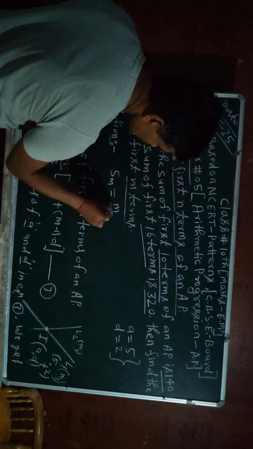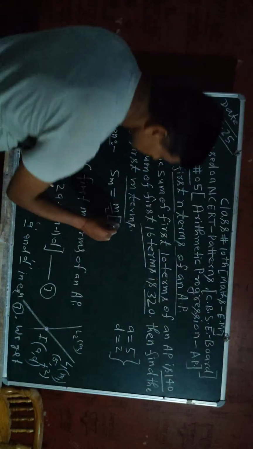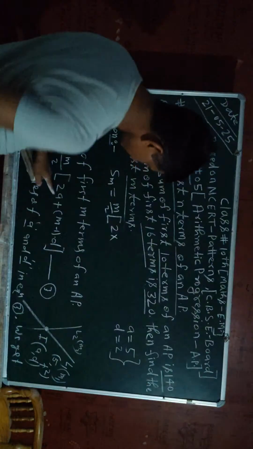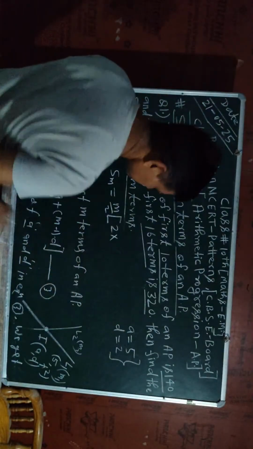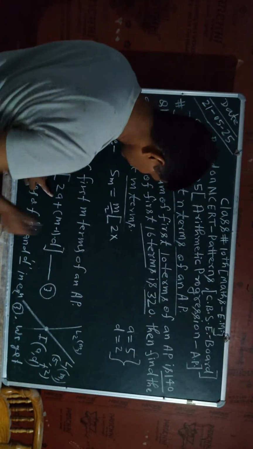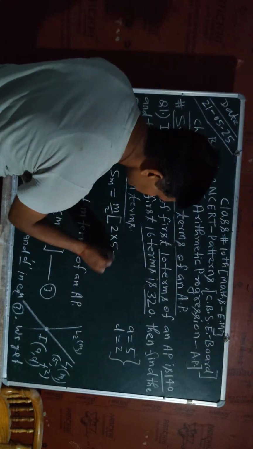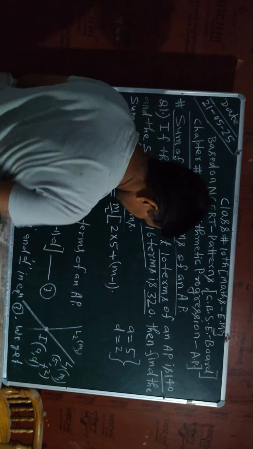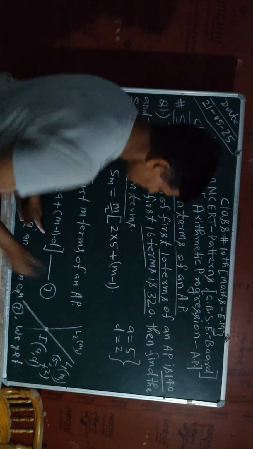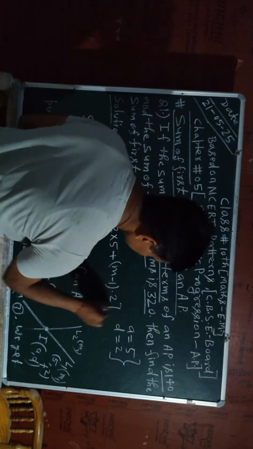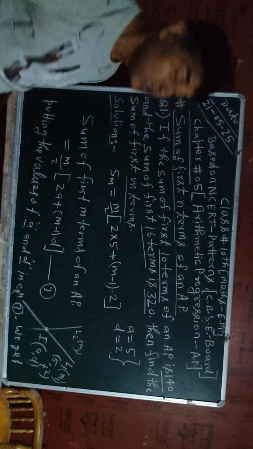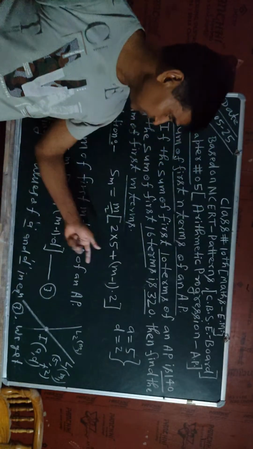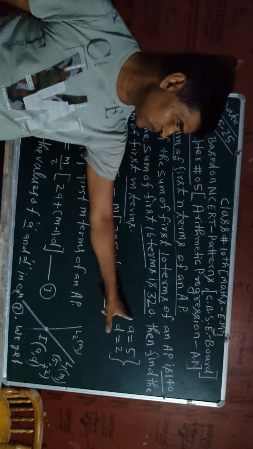Sm is equal to m divided by 2, and then here I have to write 2 in the place of a, so 2 into 5, plus (m minus 1) into, in the place of d, I have to put 2. That is available in the question. So further I have substituted the value of a and d.